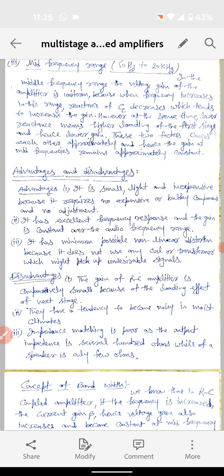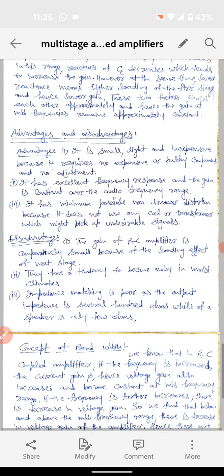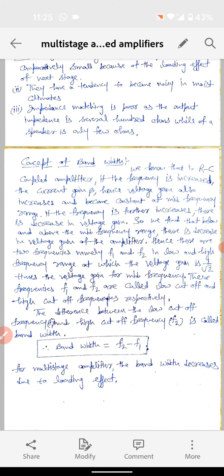So these are the disadvantages, and above are the advantages of this amplifier. This is also an important question. Sometimes in the exam you will be asked what are the advantages and disadvantages of RC coupled amplifier, so you need to know that. And then we come to this concept of bandwidth, which we have already discussed.